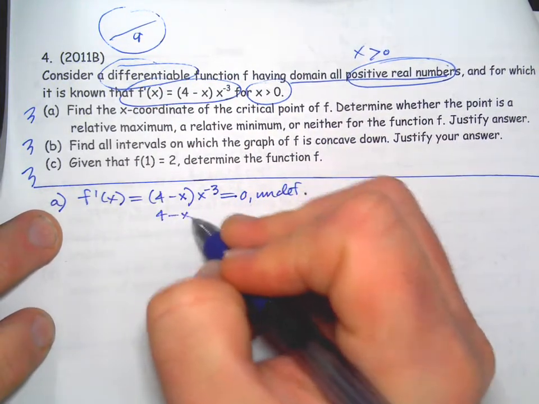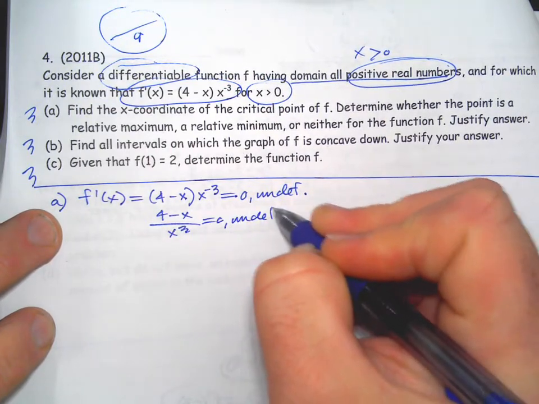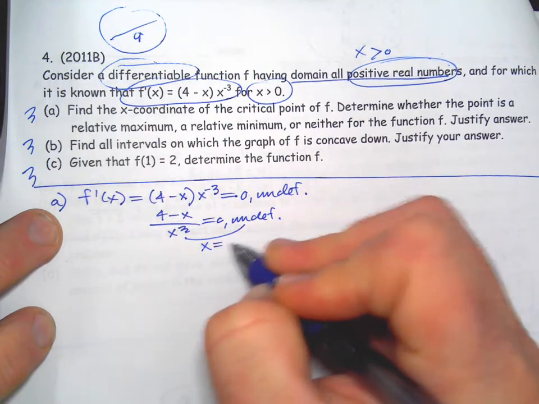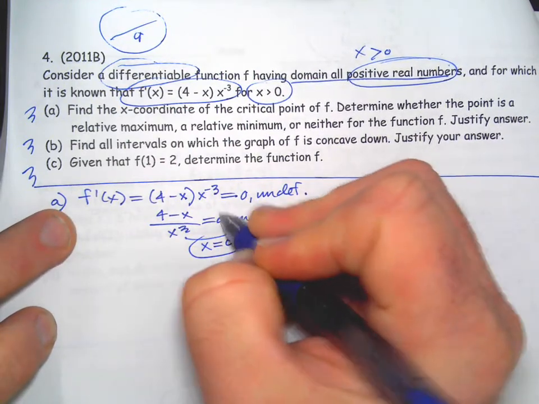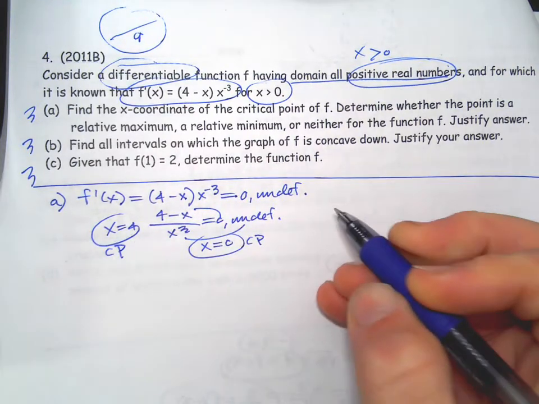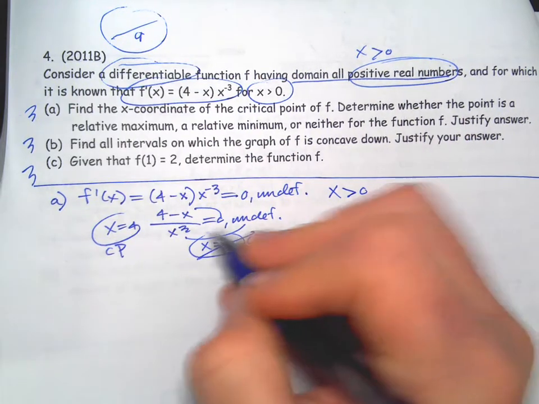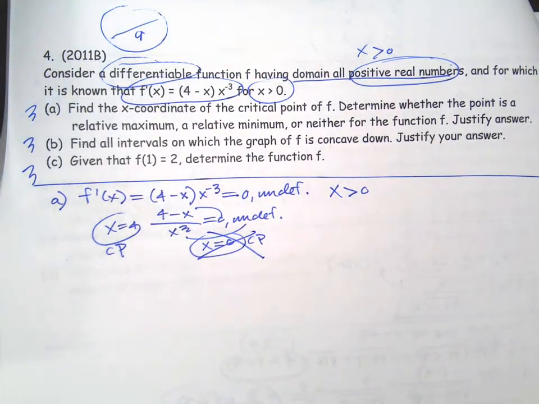I'm going to rewrite it like this. So undefined is when the bottom equals 0. So that's a critical point. And 0 is for the top, so x equals 4 is a critical point. Now, here's the deal. We're only supposed to be considering x greater than 0, so we're going to throw this one out and not consider it.